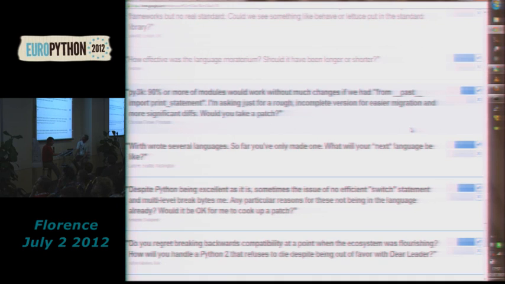Okay, Py3K: 90% or more of modules would work without much change if we had a from past import print statement. I have no statistics to prove it, I'm just reading the question. I'm asking just for a rough, incomplete version for easier migration and more significant diffs. Would you take a patch? Chris? I would not take a patch.